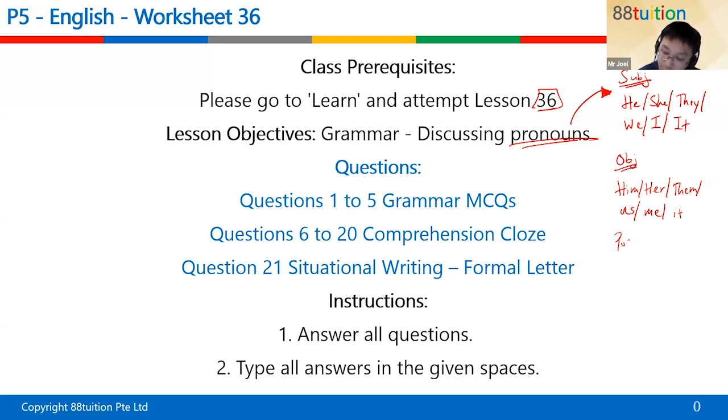Then we have the possessive, to show that the pronoun actually possesses something. So his, her, and then we have the objective for that, which is hers. All right, their, our, my, or the objective form of that would be mine. And then still it would be it.